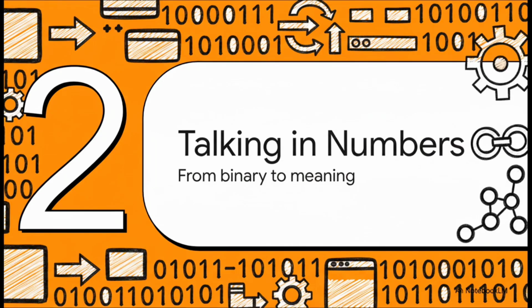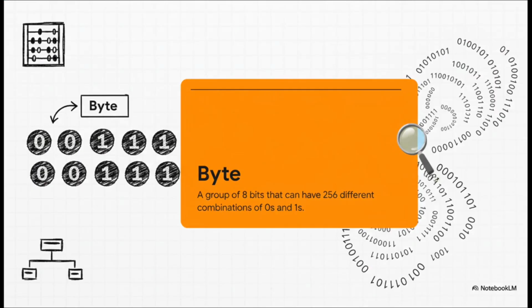Right, so we've got these little decision makers. But so what? How do we go from a simple yes or no to an email or a video? How do we make these ones and zeros actually mean something? Well, it turns out we just group them together. If you take a group of 8 bits, that's called a byte. And with 8 little spots that can be either a 1 or a 0, you suddenly have 256 possible combinations. And just like that, we have enough to work with. We can start counting in a language computers understand, binary.